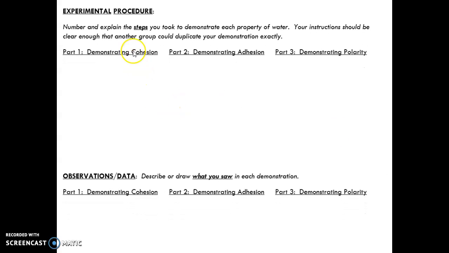So we know that cohesion is a property of water in which water sticks to itself. Water sticks to water. Adhesion is a property of water where water sticks to other things. And then polarity is a property of water that allows it to dissolve other polar substances or hydrophilic substances. So using just the supplies in your cup, you're going to need to show me how you can show that these properties of water actually happened.